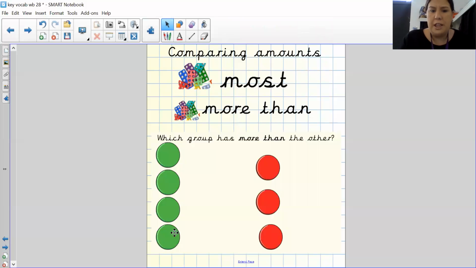So I have some green counters and some red counters. And the question will ask you, which group has more than the other? So I have 1, 2, 3, 4 in greens, and I have 1, 2, 3 in red. So which one is more? Have a think, and maybe you can write it down on some paper.